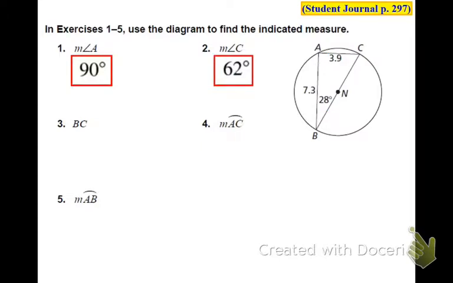Find the measure of BC. That's a side, correct? So we need to find BC. Were we given two other sides? We were. 7.3 is the measure of AB. 3.9 is the measure of AC. How do you find the third side in a right triangle? The Pythagorean theorem. So you're going to do this on your paper. Are we missing A, B, or C in the Pythagorean theorem? C. So you guys are doing this on your paper.